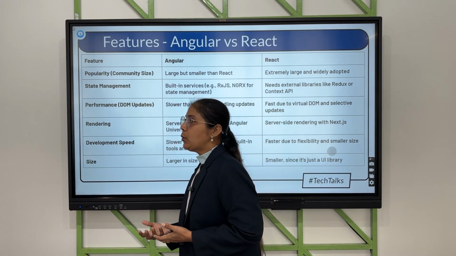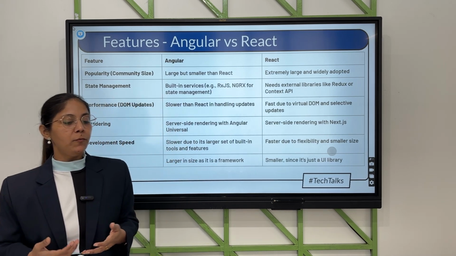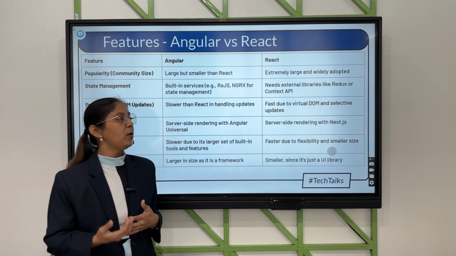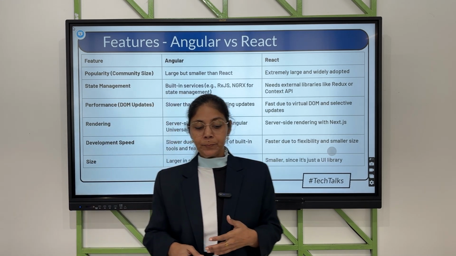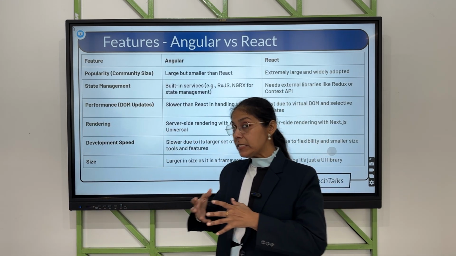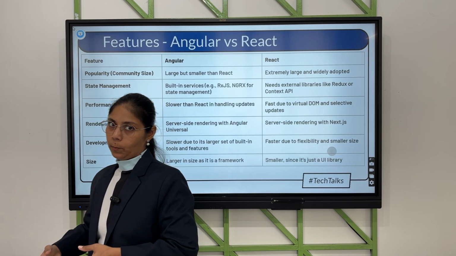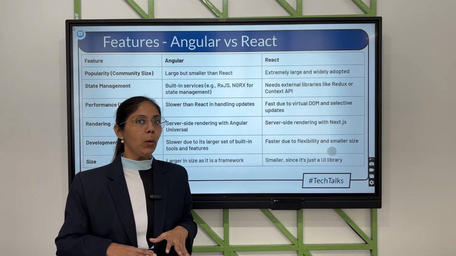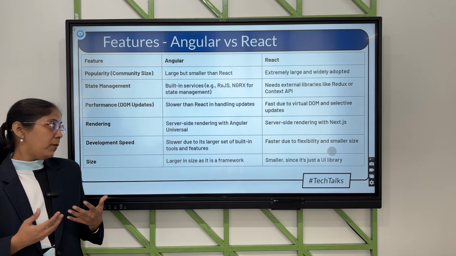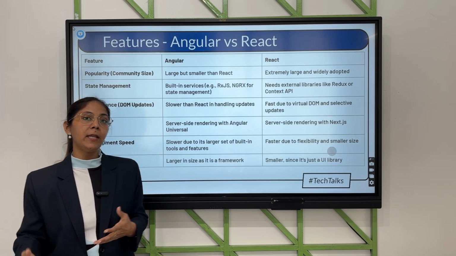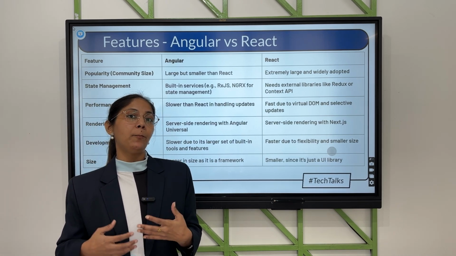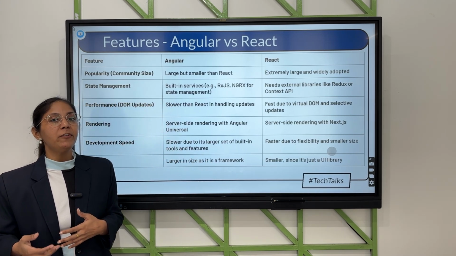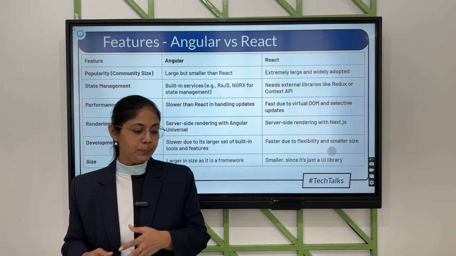State management in Angular can be done with the help of tools like RxJS, whereas in React it can be done with the help of libraries like Redux and others. Performance-wise, since React works with a virtual DOM, comparatively the response time of Angular projects is slower than React projects. Server-side rendering of Angular projects can be done with the help of Angular Universal, whereas in React, we can achieve it with a framework called Next.js.